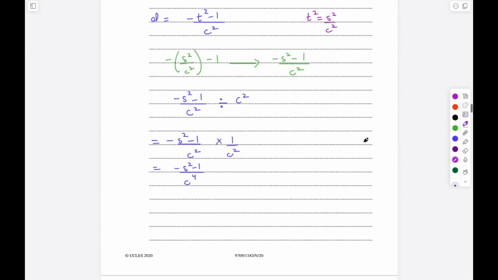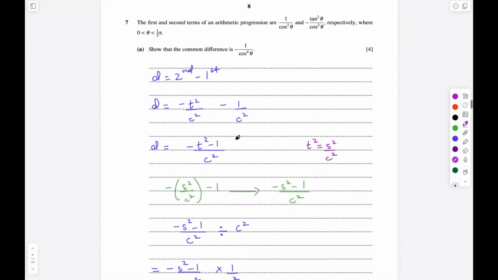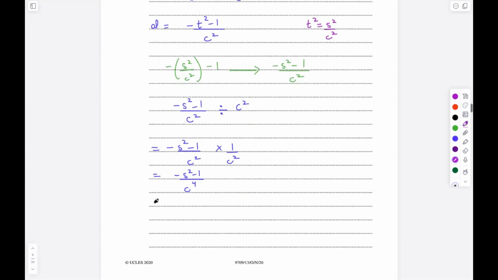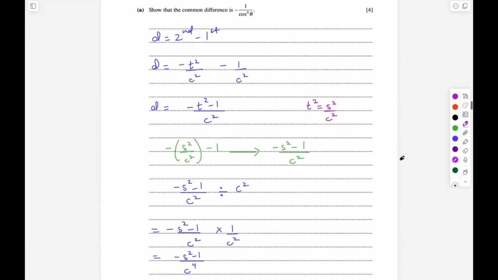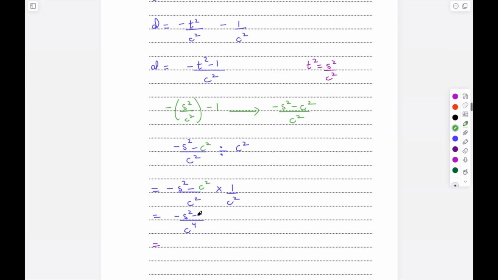And as we need a 1 in the numerator, as it says minus 1 upon cos to the power 4 theta, just to make a correction: if we had taken the LCM, this should have been a cos squared up here. So all along this way, this will not be 1 over here. When we take the LCM, this would have been multiplied by cos squared. So this would have been cos squared over here and over here as well.